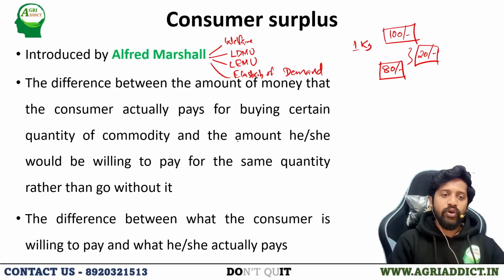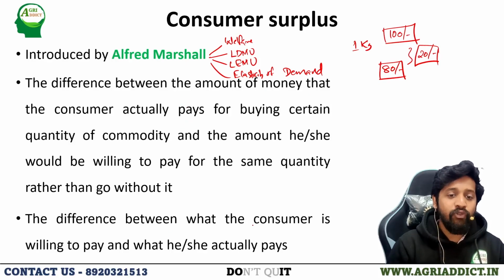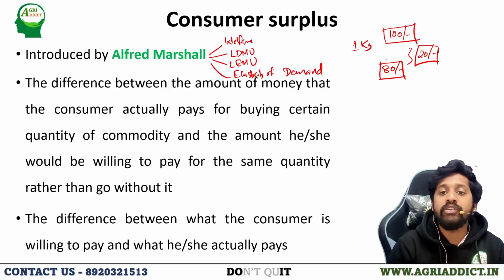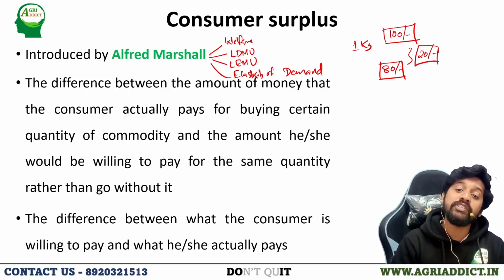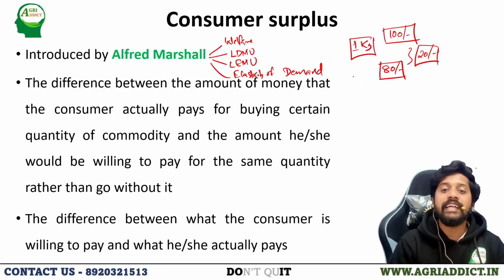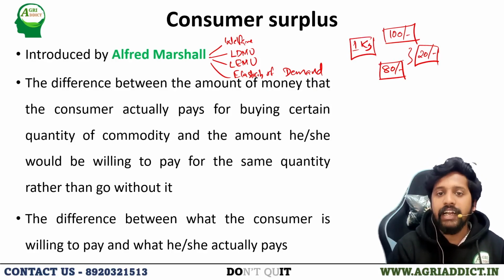I hope you got the point. So again we are discussing the definition, that is the difference between what the consumer is willing to pay and what he or she actually pays. He was willing to pay 100 rupees, but he actually pays only 80 rupees, and this 20 rupees extra he was ready to pay to purchase this same quantity rather than going without it from the market, right? So this difference can be considered as this consumer surplus. So we will be discussing this concept with the help of a graph.